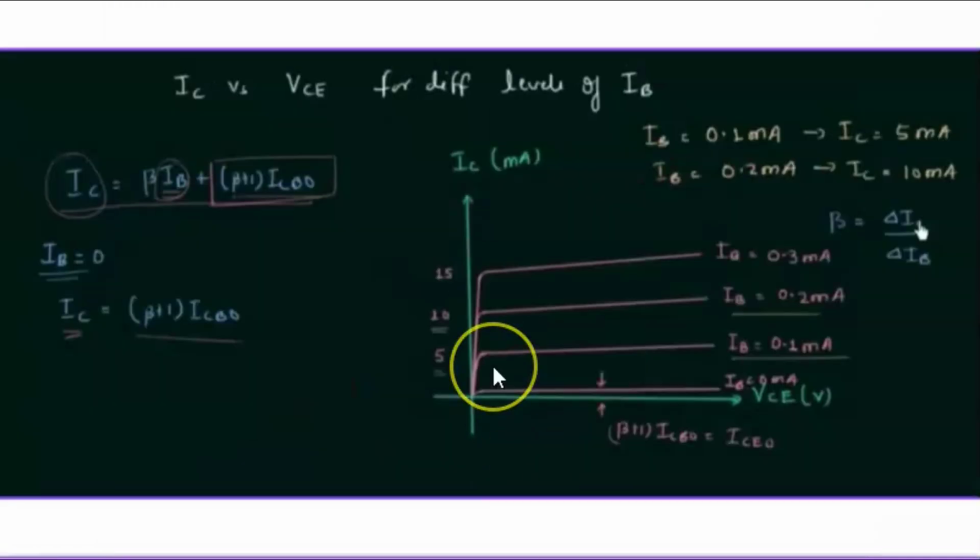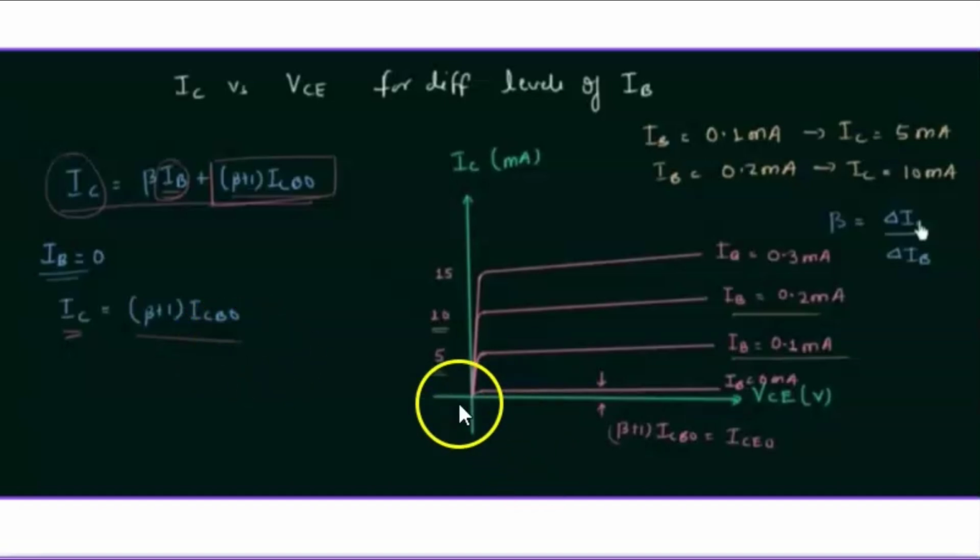Now let us talk about the output characteristics. So for the output characteristics we have to draw the graph between IC versus VC for different levels of IB. Now we know this expression that is IC is equal to beta times IB plus beta plus 1 times ICBO. अगर हम लोग IB को 0 assume कर लें, so we will have our collector current is equal to beta plus 1 times ICBO, where ICBO is the reverse saturation current.